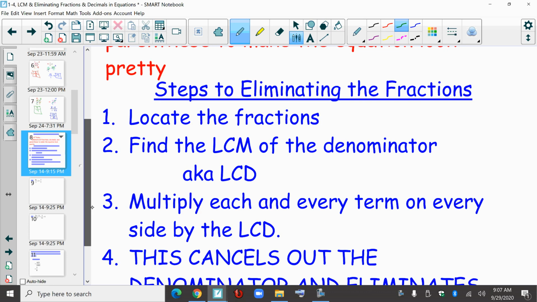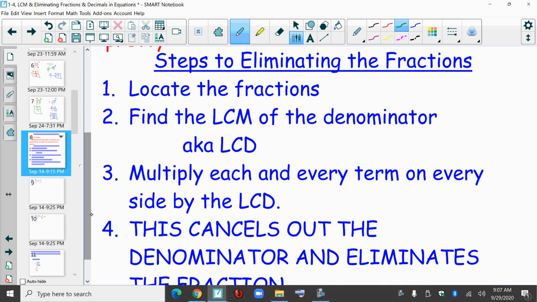Okay? So how do we go about doing that? The first step is to locate the fractions. Once you locate the fractions, you then are going to say, okay, well, where are the fractions? If the fractions are inside the parentheses, you're going to get them out of the parentheses. If they're not inside the parentheses, you then are going to go to step 2, and you are going to find the LCM of the denominator. Okay, the LCM is called the LCD whenever we're dealing with the denominator. Okay, which is exactly what we did previously.